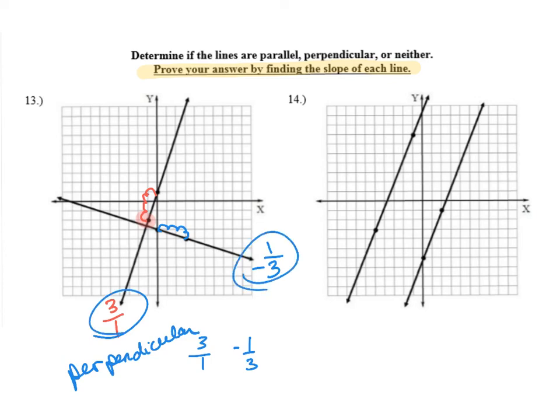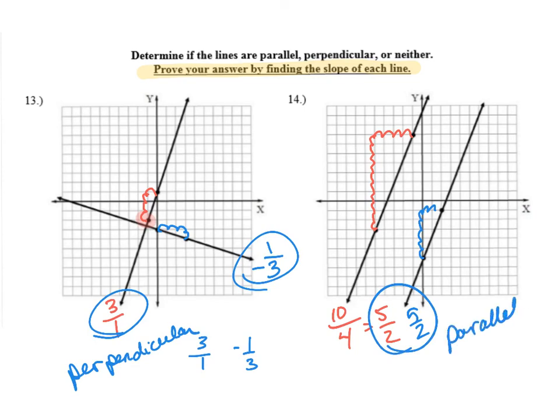Same thing with parallel lines. Start with this one. 1, 2, 3, 4, 5, 6, 7, 8, 9, 10. That goes all the way up to 10. 1, 2, 3, 4. I can simplify that to 5 over 2. Let's do the next one. 1, 2, 3, 4, 5 over 2. This one's already 5 over 2. Exact same slope. These two lines are parallel.